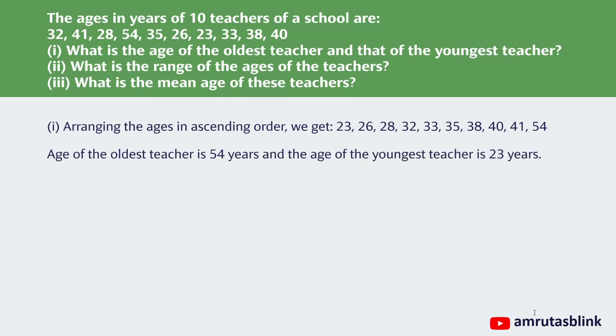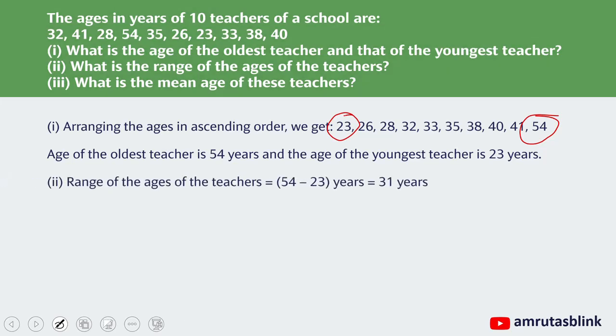So now what is the age of the oldest teacher? Once we arrange the data in ascending order, we can easily find out. So the age of the oldest teacher is 54 years and the age of the youngest teacher is 23 years. Now what is the range of the data? We know that the range of the data is highest value minus lowest value, that is 54 minus 23, which is equal to 31 years.